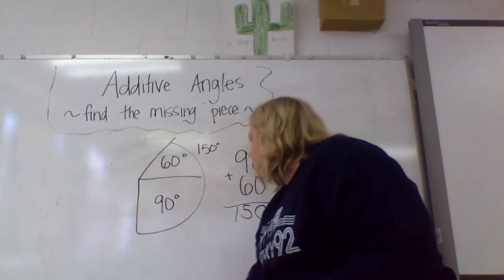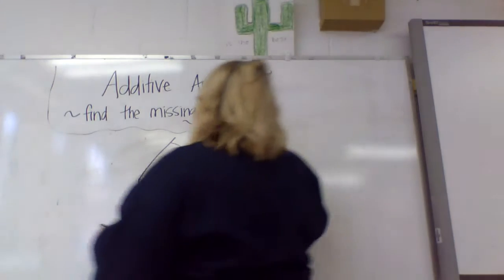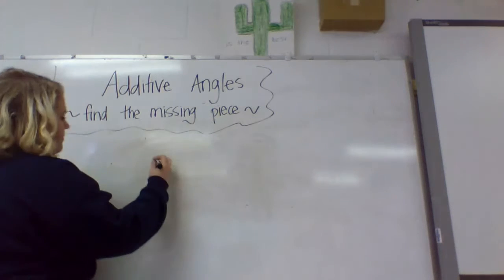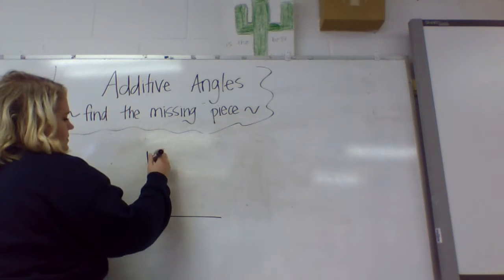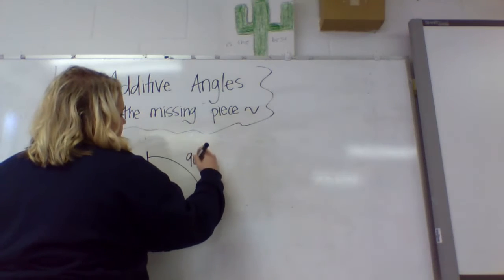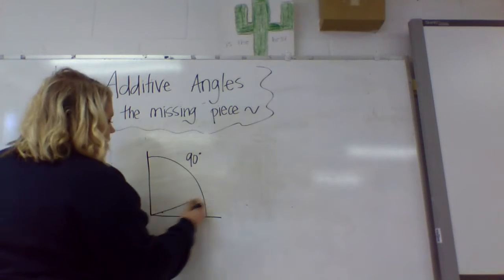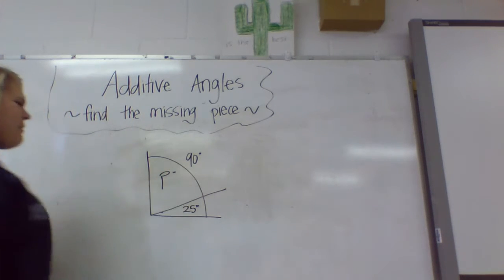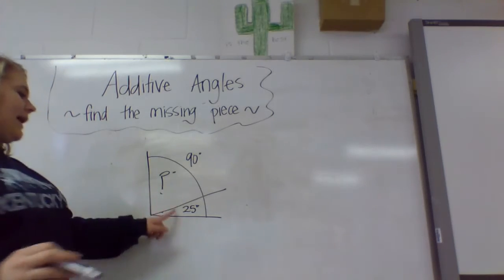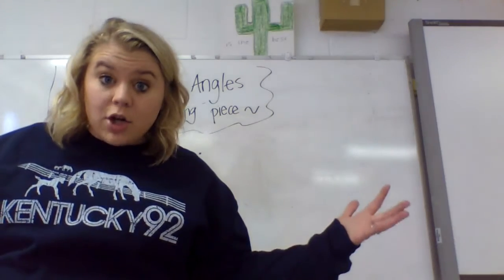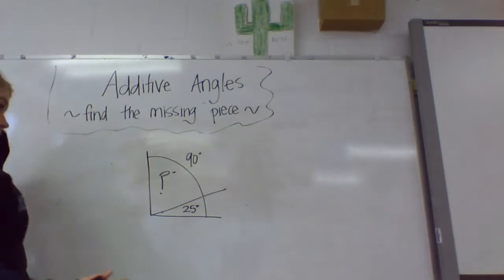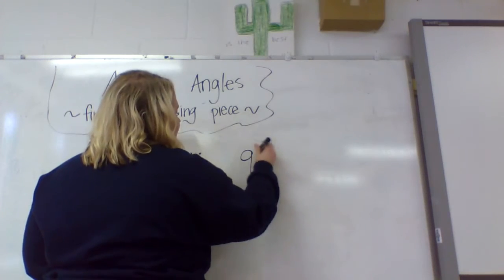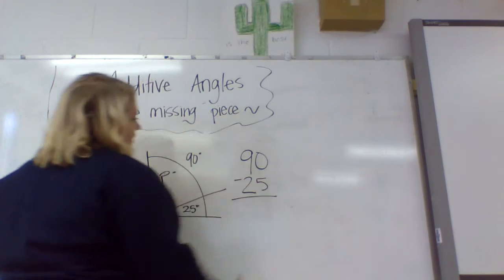But what if they tell us, okay, here is the deal. Your large angle is 90 degrees. Your small angle is 25 degrees. Find the missing piece. We're not going to add 90 and 25 because that's going to give us a larger angle than we have to work with. We know our largest part. We know one of our smallest parts. So we need to subtract 90 minus 25.